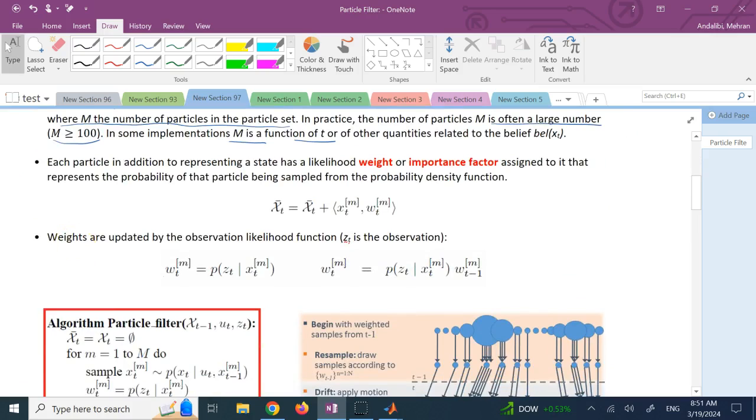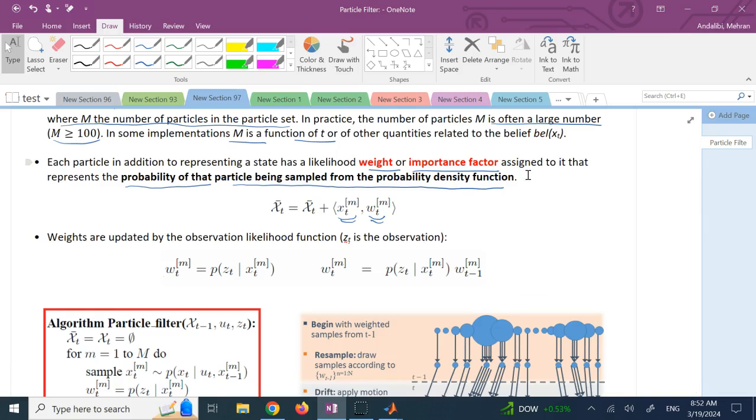So what does a particle have? Each particle has two components. One is, of course, the state of the system at time t. That mth particle has an approximation of the state of the system, plus it has something called the weight, or the importance factor, which is shown by w sub t superscript m. And what is this w? That's the probability of that particle being sampled from the distribution. So the particles that have a higher probability of coming from the distribution you want to approximate get bigger weights. The ones that are less likely get smaller weights.